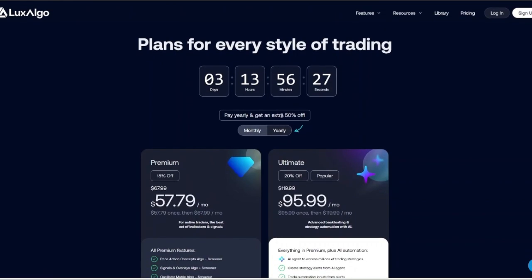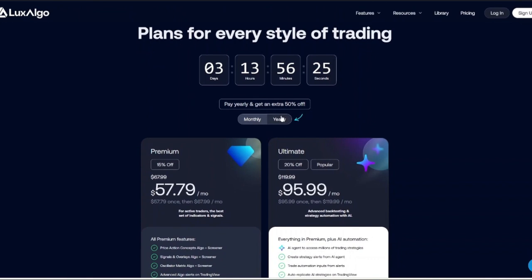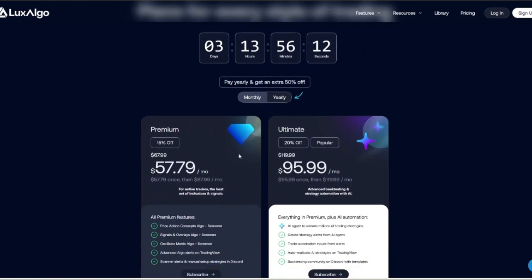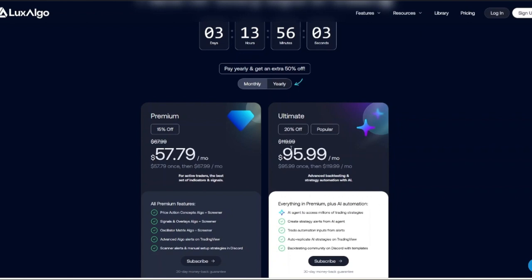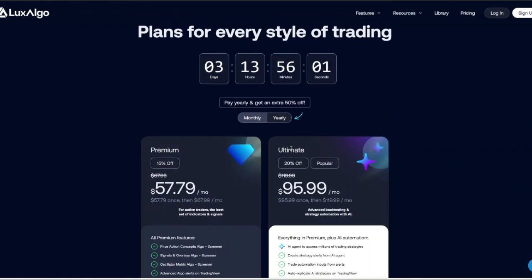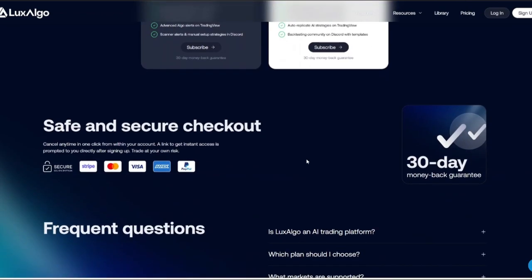How about LuxAlgo? For the premium plan, you pay $57.79 per month. It's currently on 15% discounts because it was $67.99 before. And also on the ultimate plan, you pay $95.99 per month. This is a popular plan, and currently they're running a 20% discount because it was formerly $119.99. Now if you're thinking of doing this, as at the time of making this video, you have just 3 days and 13 hours more to get these discounts.